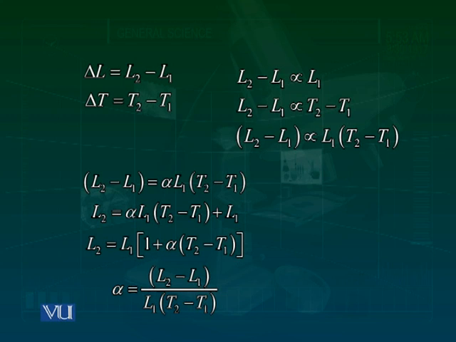Now, what exactly does this mean? If L2 minus L1 is 1 meter and T2 minus T1 is 1 degree, and the original length was 1 meter, for the length to double, that is what the coefficient of linear expansivity is. The linear expansivity is that for a change of 1 degree temperature, the change of length divided by length should be a unit. Then you would get alpha equal to 1.